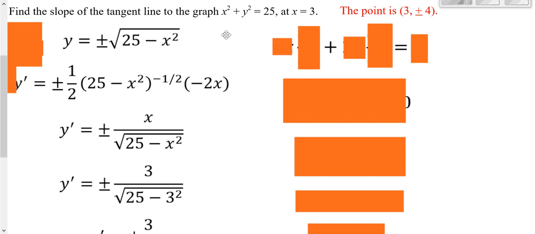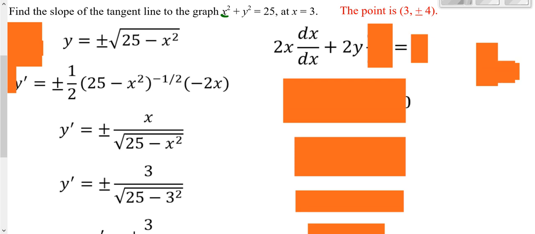Now, we could also do this one implicitly. So we're going to just do the power rule. Exponent in front, 2 in front, decrease it by 1. But then we have to do chain rule. We have to do the derivative of the inside, which is x with respect to x in this case. So that's why we get a dx over dx. Here we take our exponent of 2, put it in front, but then we have to do chain rule, the derivative of the inside, derivative of y with respect to x. And the derivative of that 25, you know, is 0.